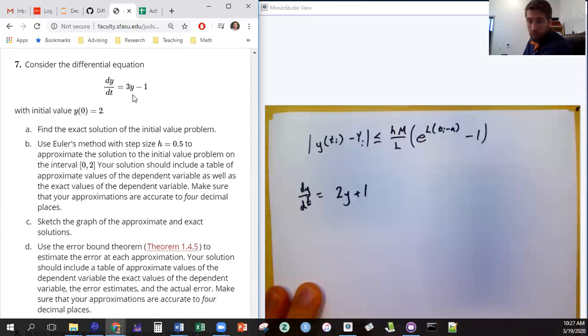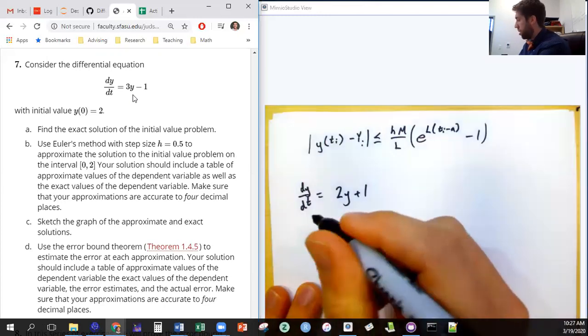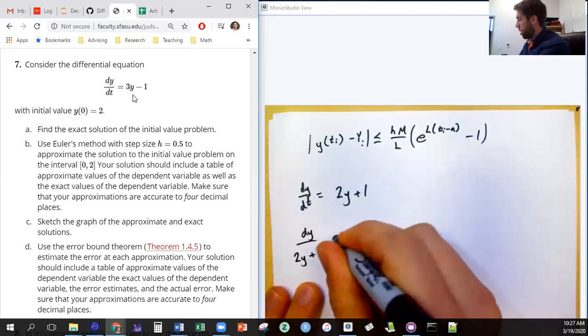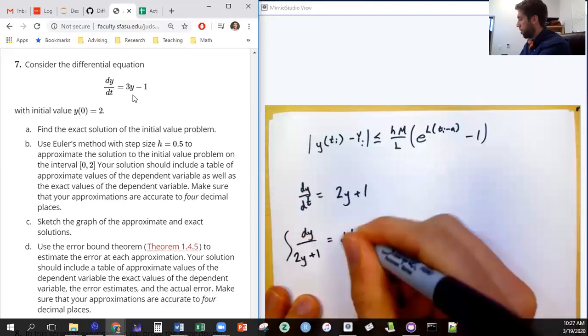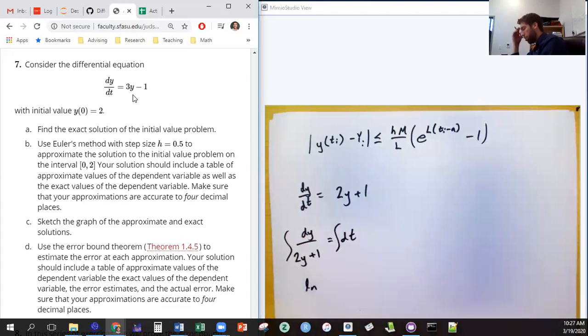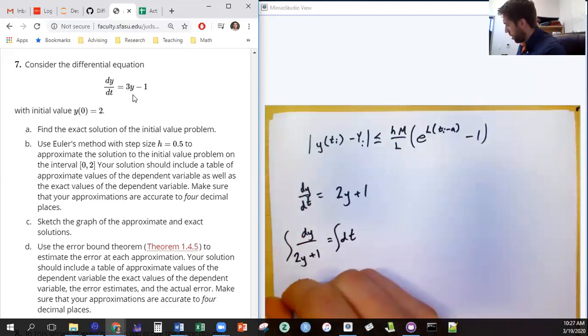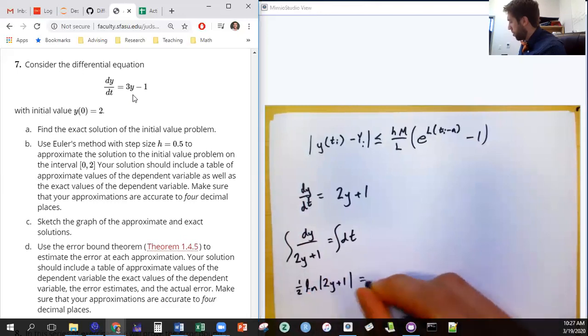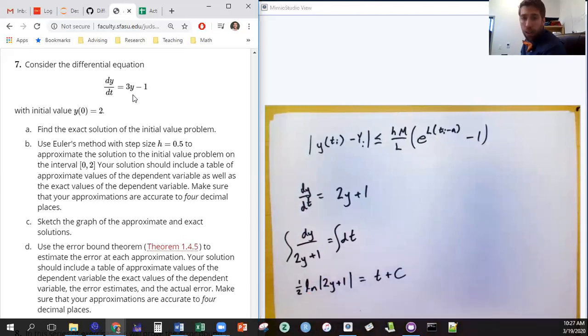Well, first I find the exact solution. So then we've got dy over 2y plus 1 equals dt. Integrate both sides, and you're left with natural log. I'm doing u substitution here, where u is 2y plus 1. So I've got the 1/2 out here. Yep. Natural log of 2y plus 1 equals t plus c.